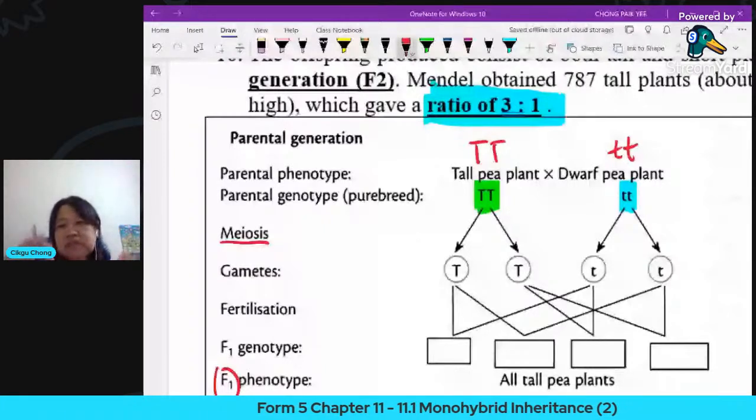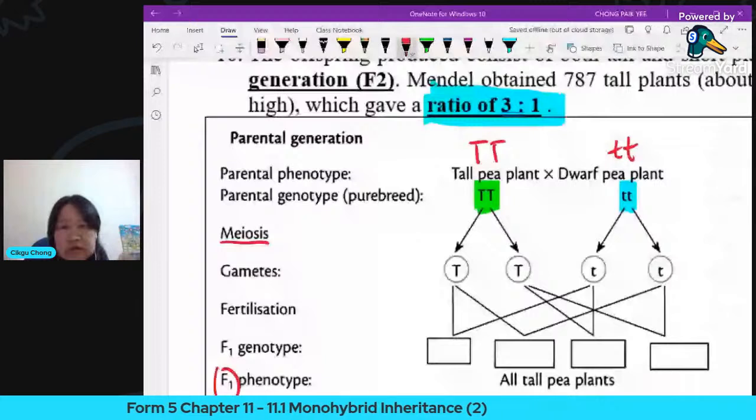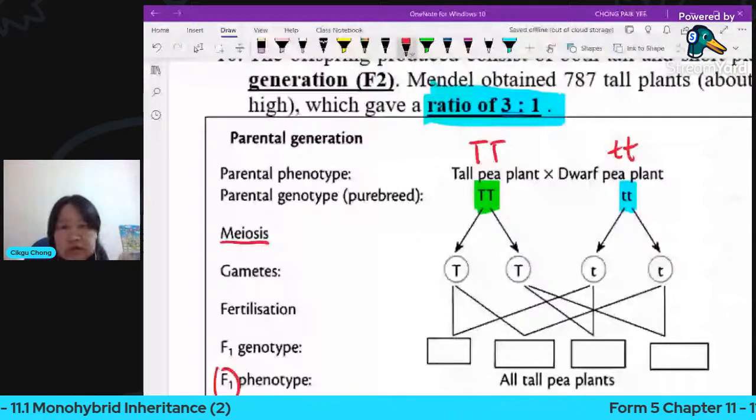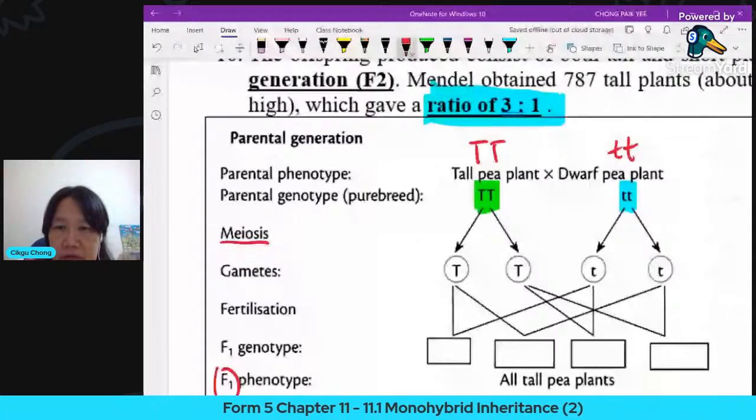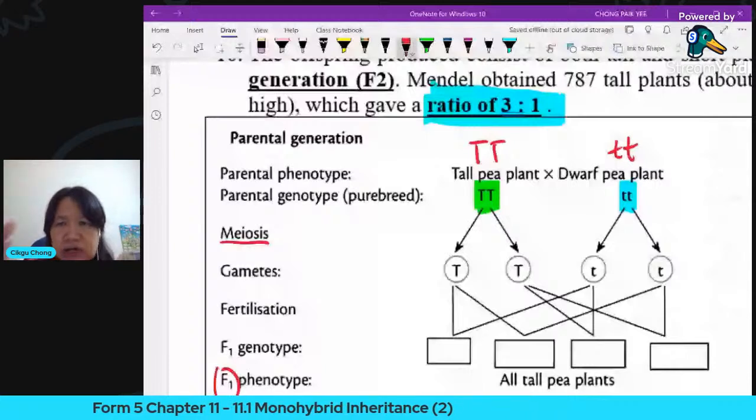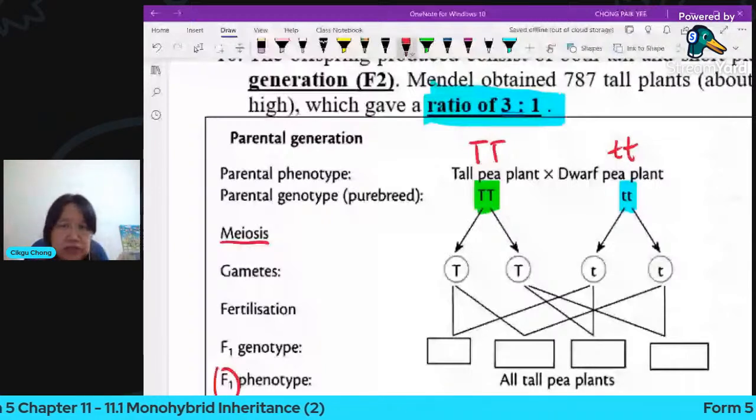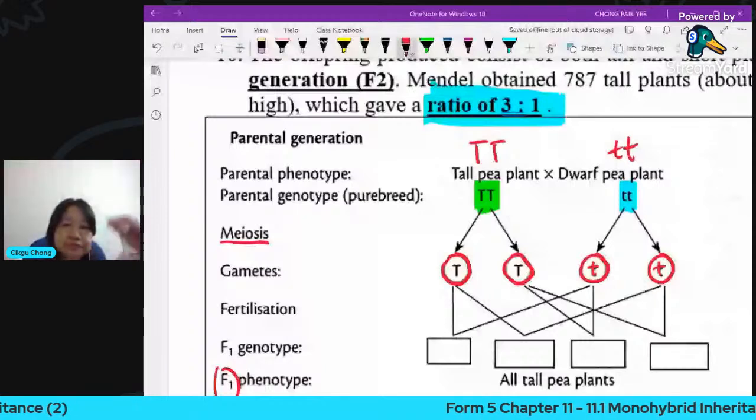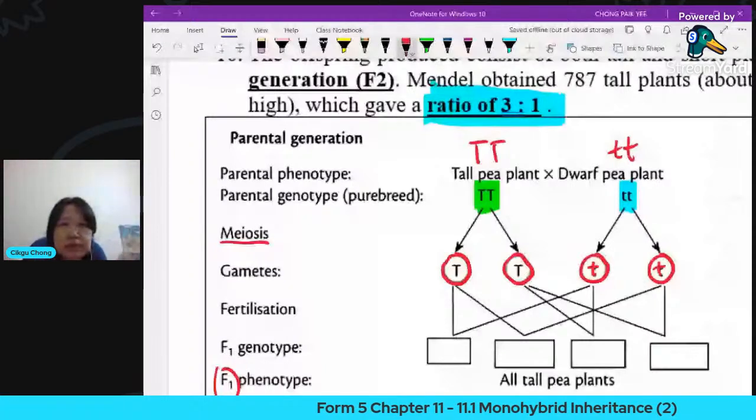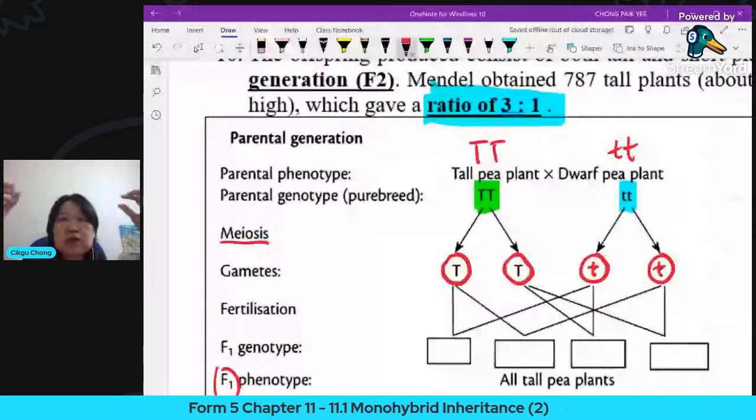So you have capital T, capital T. Same thing for the other parent: each gamete will carry only one allele, which is small t, and the other gamete also carries small t because it has no other. It only has a small t. Now, during fertilization, remember fertilization? For humans or animals, one sperm fertilizes an ovum, correct? One male and one female gamete. Same thing here for plants.